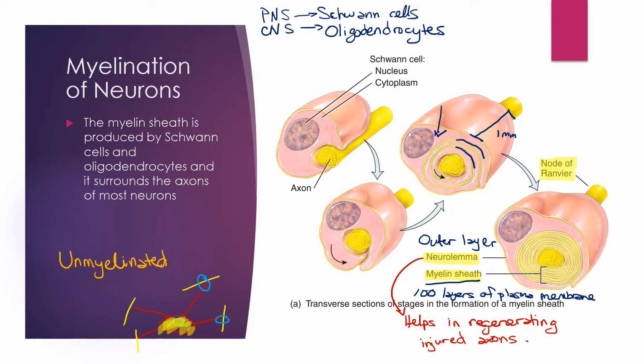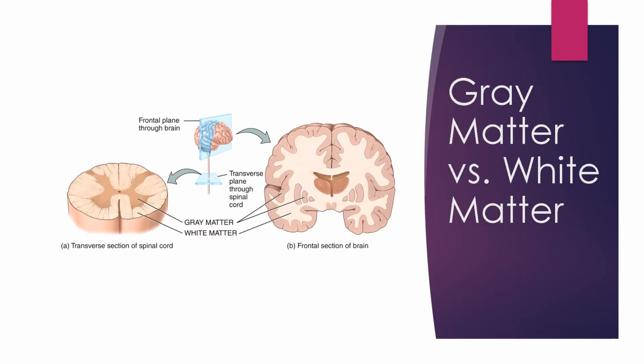Whereas when we're looking at Schwann cells, we have the nucleus and all the cytoplasm surrounding it making up this neurolema. And that neurolema, remember, is that important part to regenerate axons. So with oligodendrocytes, there's no neurolema present because the cell body and nucleus don't envelop the axon.